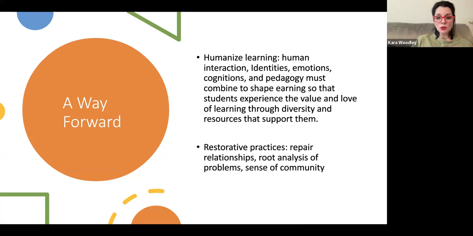And so restorative practices is a great way to repair relationships and find that root analysis of the problems and to establish that sense of community, which you might already be doing in your classroom. And I'd love to hear about it.